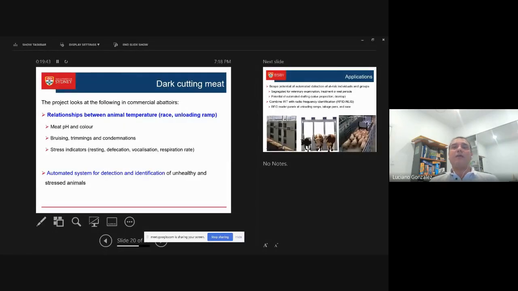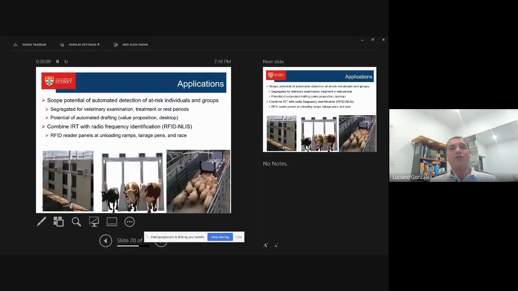So one of the things that we are looking at doing now is to look at the relationship between body temperature and meat color and pH, and then also look at trimmings and bruising of the animals when they have problems in the body, in the muscle injuries, and link that to indicators of stress, such as behavior or blood metabolites. And then with that, develop an automated system for detection and identification of unhealthy or stressed animals.